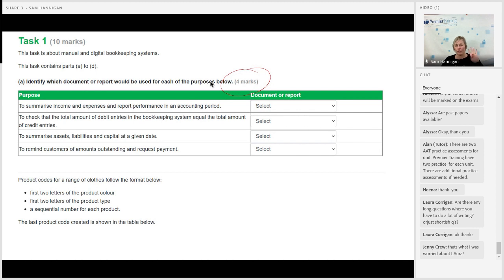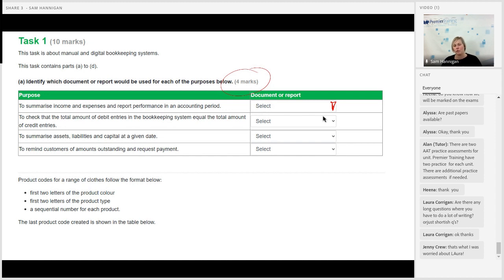So the first question for 4 marks, it says, what is the document? So basically here, I can't open these at the minute. You've got a drop down list, okay? So it says it summarises the income and expenses, and reports performance in an accounting period. Okay. So what I've just said to you is income less expenses gives you profit. Okay. So that would be like your statement of profit or loss. And because it's in this drop down, you should be able to identify it.